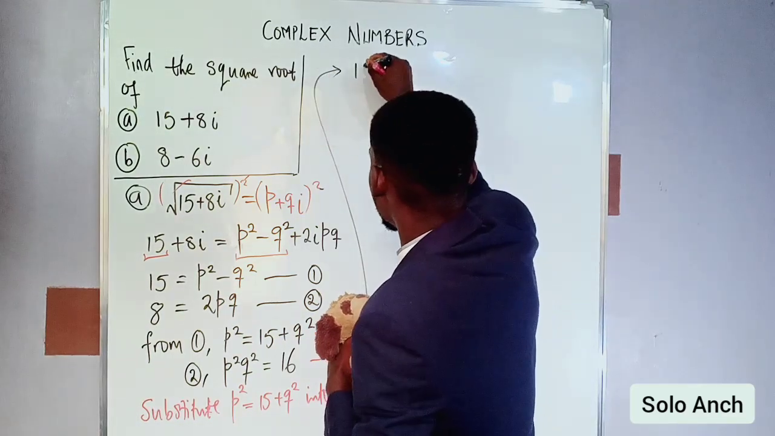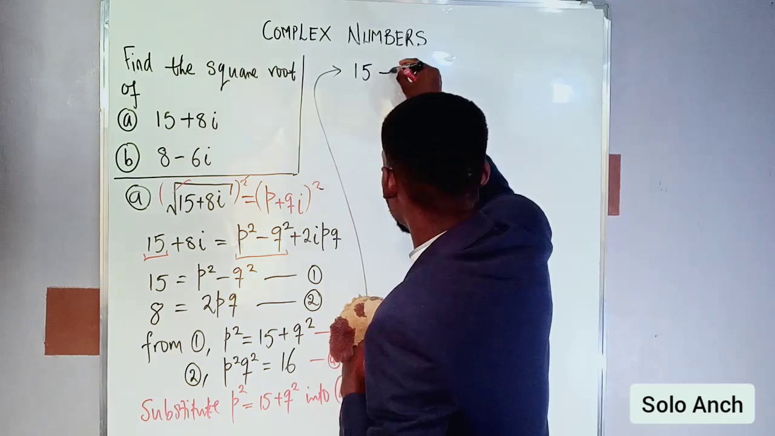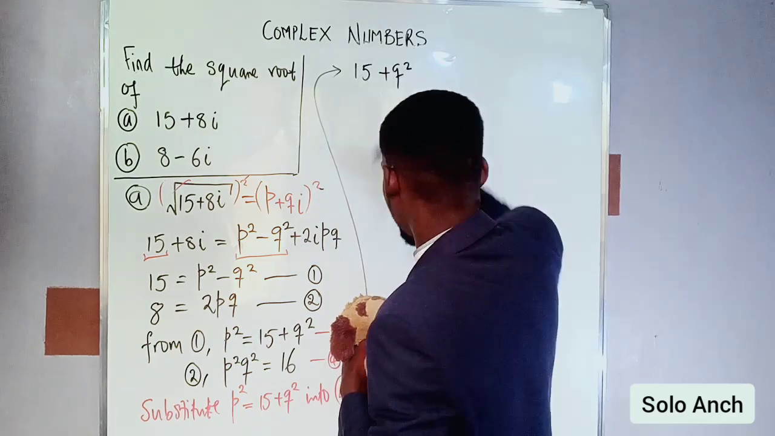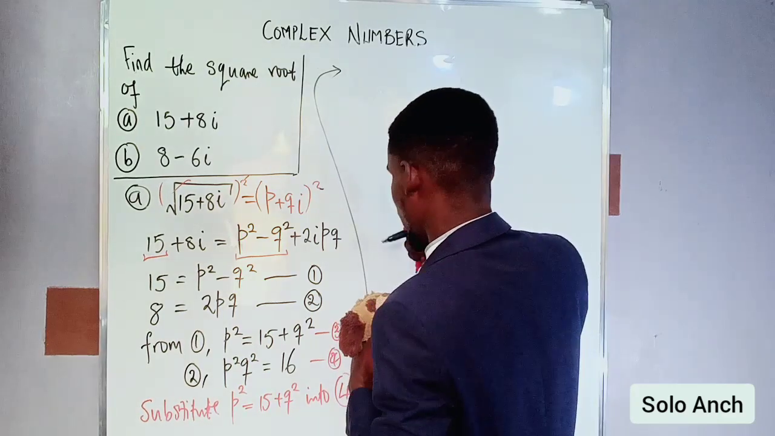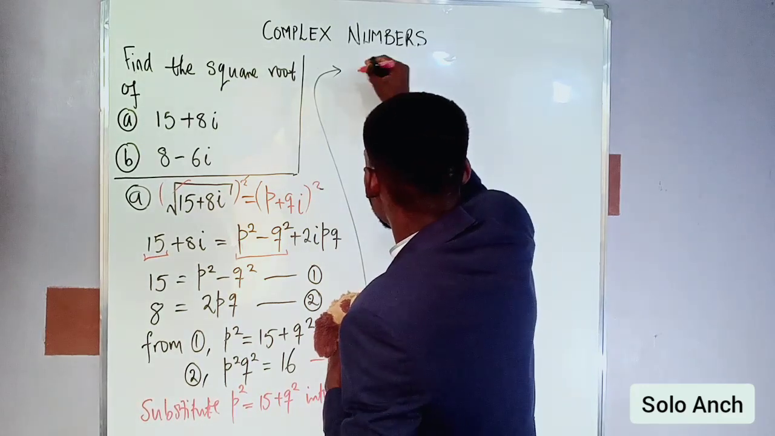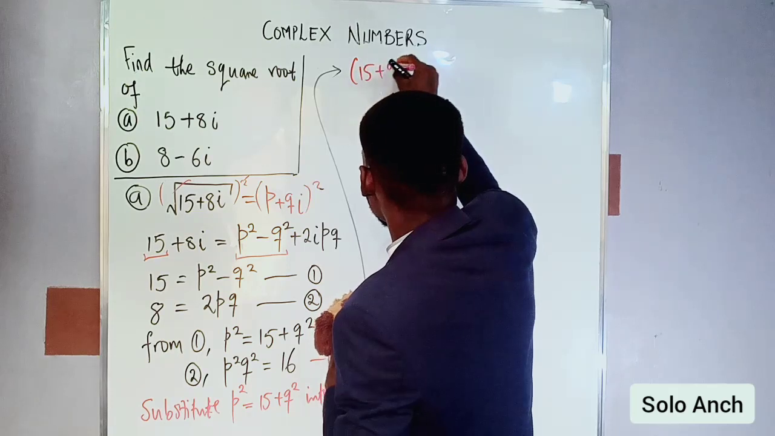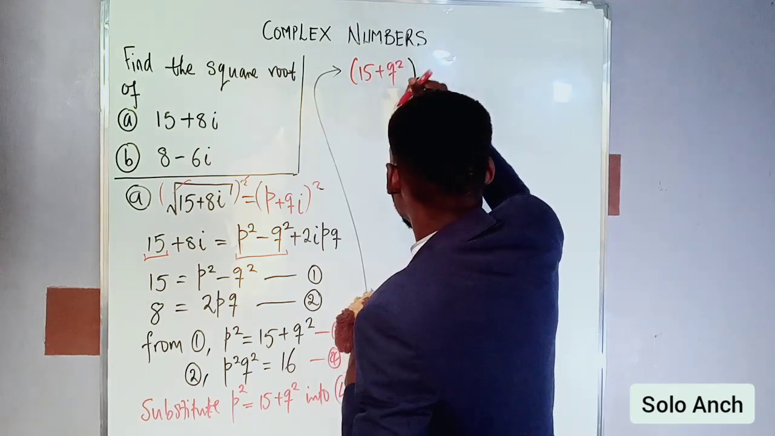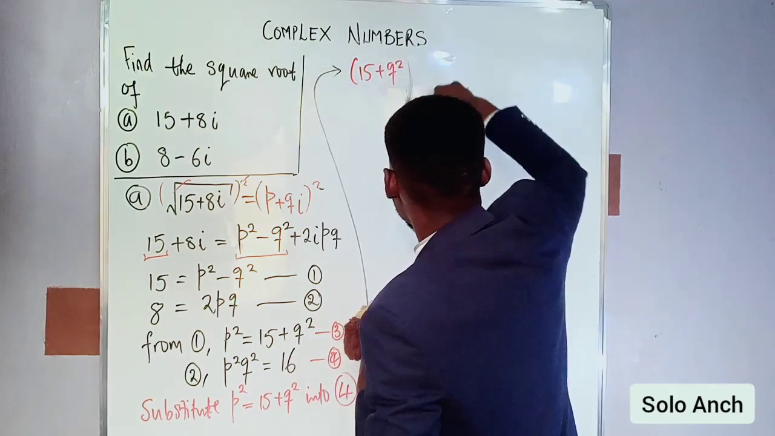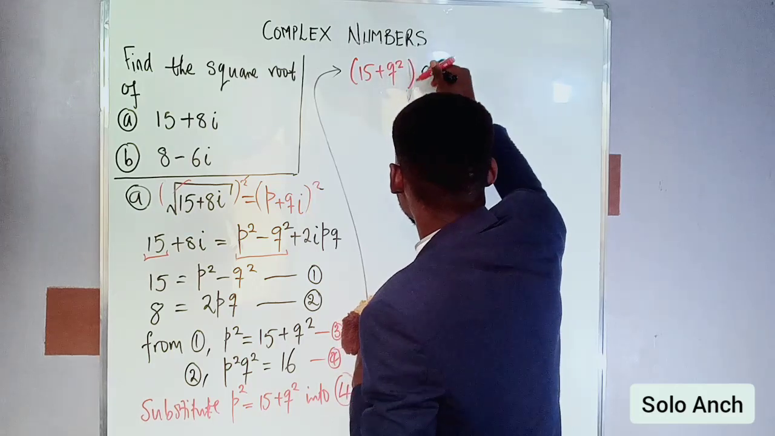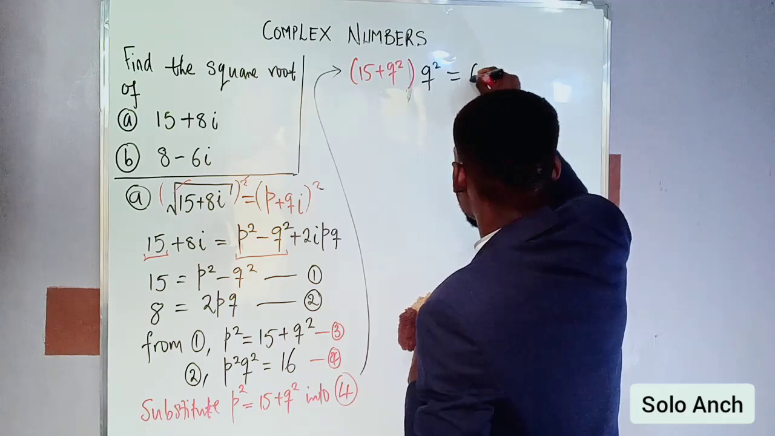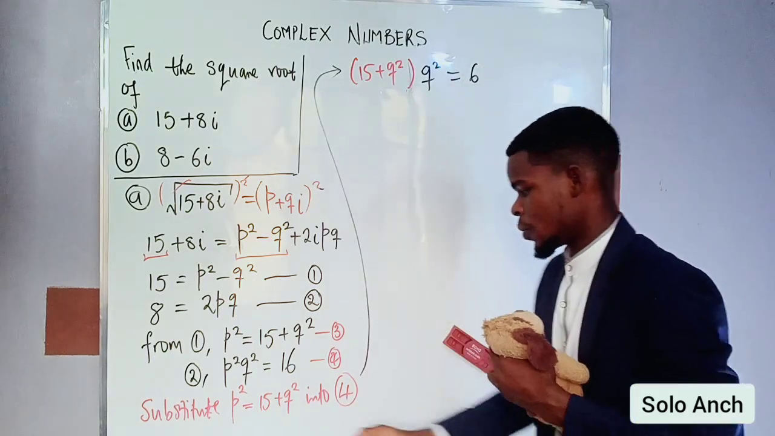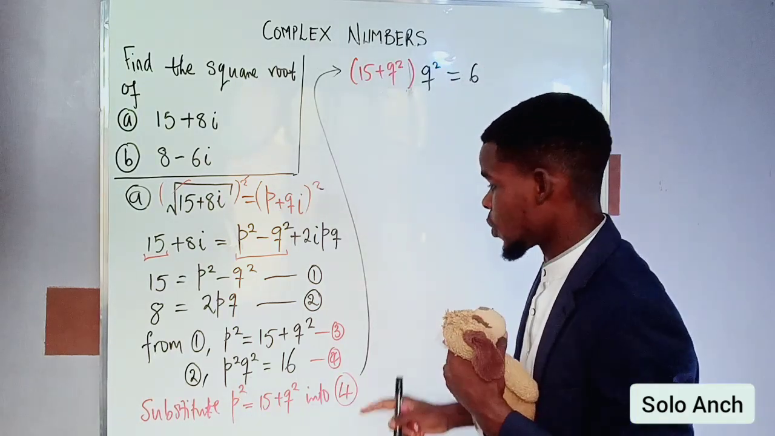All right, 15 plus q squared, that is in place of p squared. So let me show you what I mean. In place of p squared, we're going to put 15 plus q squared. So this is 15 plus q squared, right? And then we have the q outside. Then the q squared is here. And then we equate it to 16 on the right hand side. Good. So that's what equation 2 will become, substituting 15 plus q squared in place of p squared.